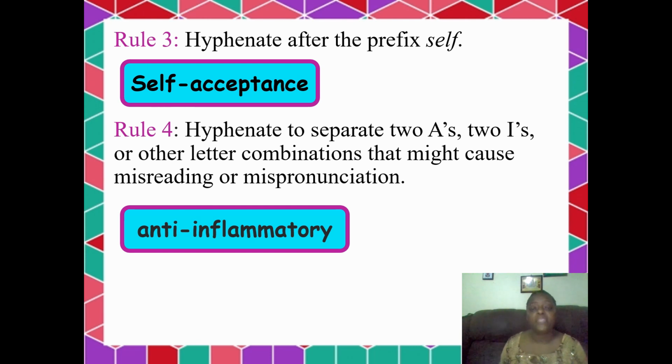You also hyphenate to separate two A's or two I's, and I will be doing some more explanation on this when we do suffixes. So, as in the word anti-inflammatory, if we did not put that hyphen, we would end up with two I's together, and that would create some problems for us in pronunciation. So you hyphenate if you're going to end up with a word looking like that with two A's, or in this case, two I's.